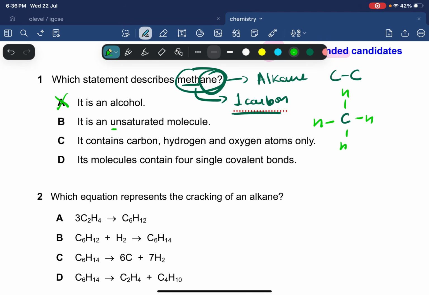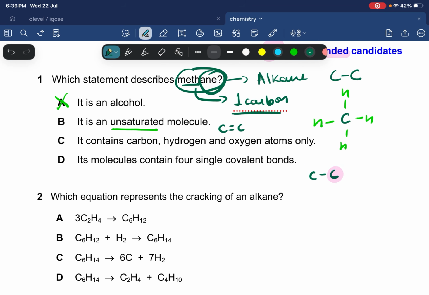It is an unsaturated molecule? Yeah, it's unsaturated. No, it's saturated, right? Unsaturation means that there's a carbon double bond. Sorry, it's going to be saturated. Saturation means that all carbon bonds are single. So the carbon atom over here is fully saturated.